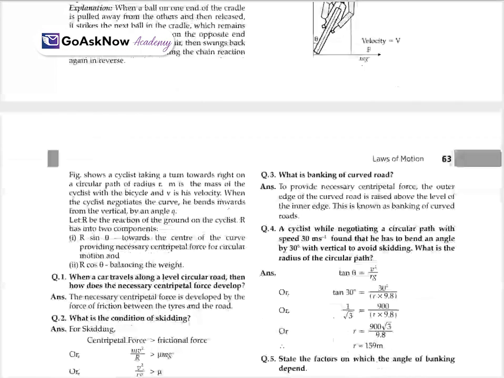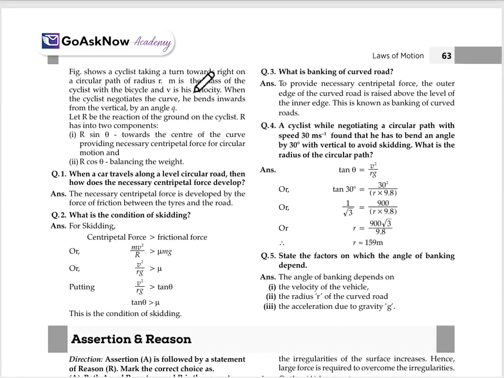The diagram has been given to us. A cyclist is taking the turn towards the right on a circular path, radius is r, mass of the cyclist with the bicycle is m, velocity v. When the cyclist negotiates the curve, he bends inwards at an angle theta to the vertical. Let R be the reaction of the ground on the cyclist, and R has two components: R sin theta towards the center of the curve providing the necessary centripetal force, and second is R cos theta balancing the weight. On the basis of this, we have a few questions.